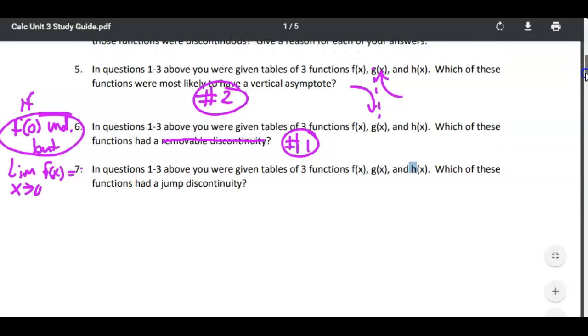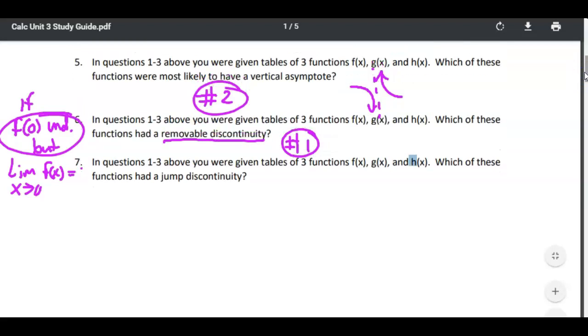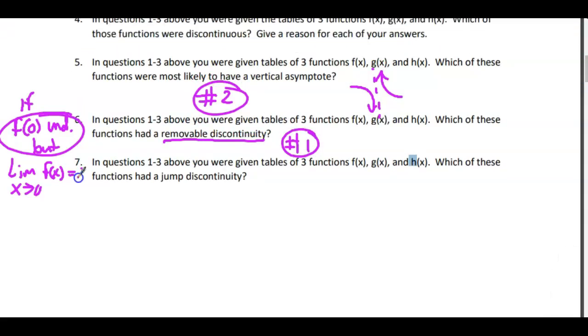Trying to get this thing to sit right. Okay, so the limit did exist. It was 0.5. And so what that function would look like at 0, it approaches 0.5 from the left and from the right, but the function just doesn't exist there. So there's a hole, but as you can see, the limit exists. And that's what we call a removable discontinuity. So number 1 is a removable discontinuity.